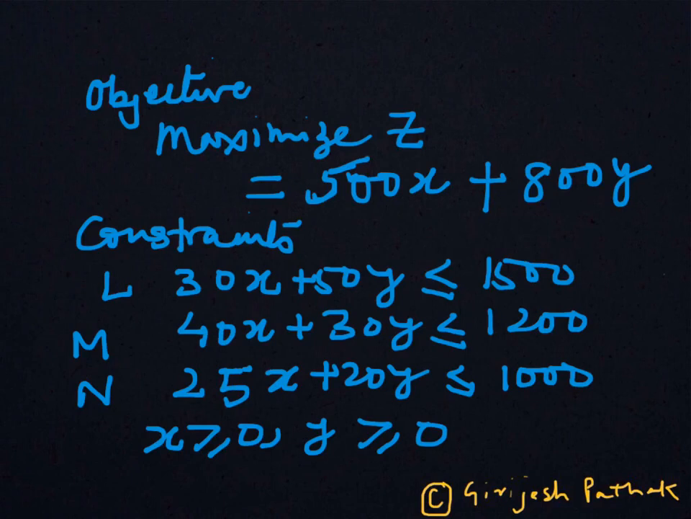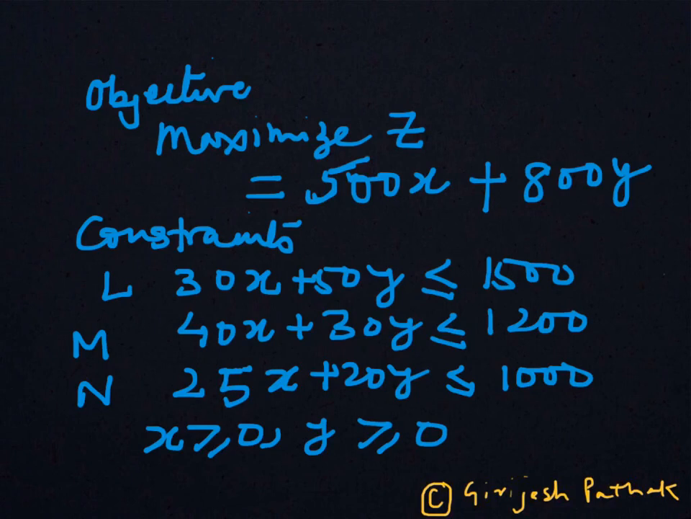And since the quantities of paint A and paint B to be produced per day have to be greater than or equal to 0, meaning either we don't produce or we produce, the values of x and y cannot go negative. That's why x and y are both greater than or equal to 0. So this is the complete linear program where the objective function is 500x plus 800y, which is to be maximized, and the three technical constraints are given here, and the non-negativity constraints are here.